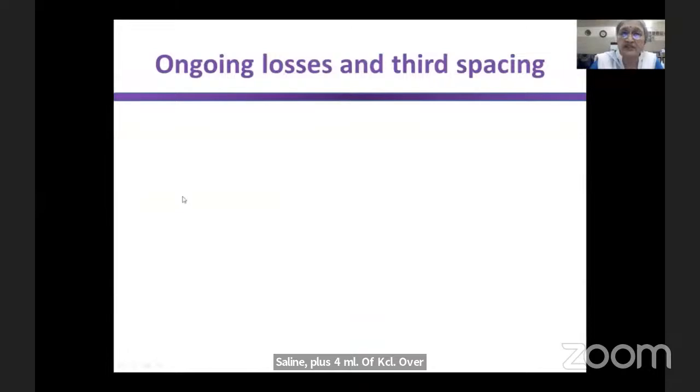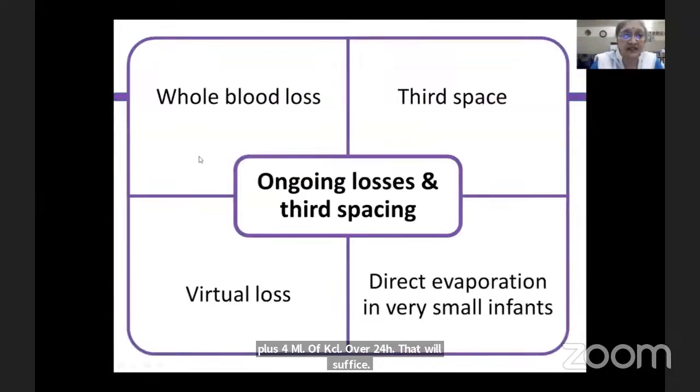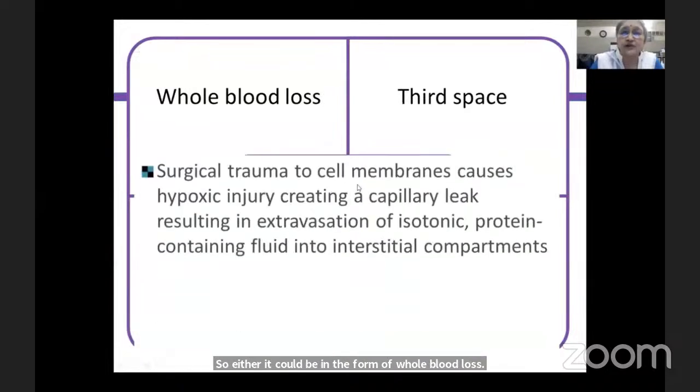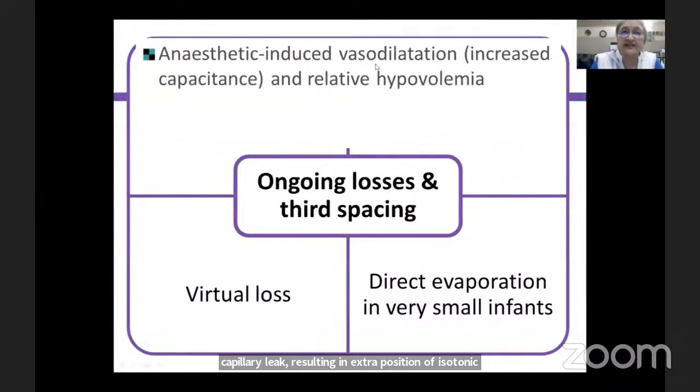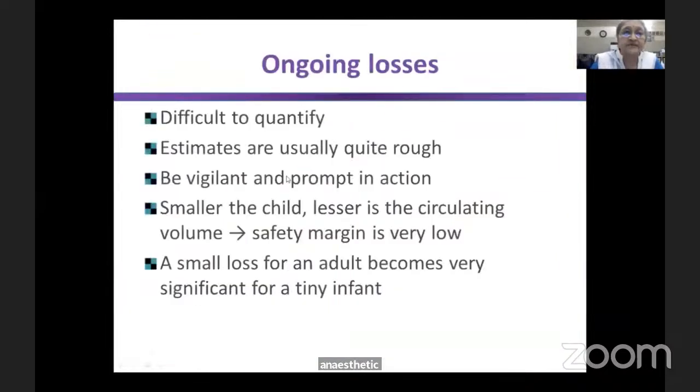Now, the third type of loss is ongoing losses and third spacing. So it could be in the form of whole blood loss, direct evaporation in very small infants, or surgical trauma to the cell membrane causing hypoxic injury, creating a capillary leak, resulting in extravasation of isotonic protein-containing fluid into the interstitial compartment, and thus is commonly called third space loss. Or it could be anesthetic-induced vasodilatation, increased capacitance, and relative hypovolemia, which is called a virtual loss.